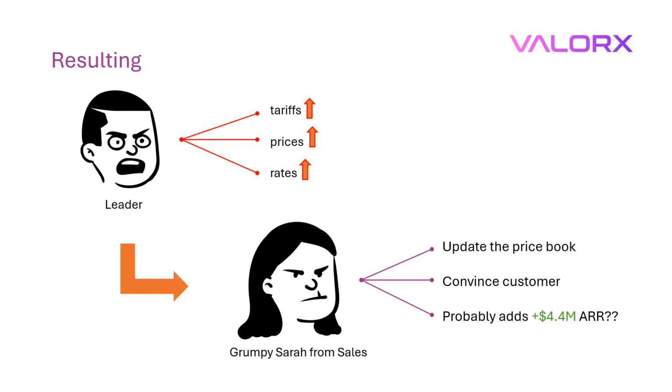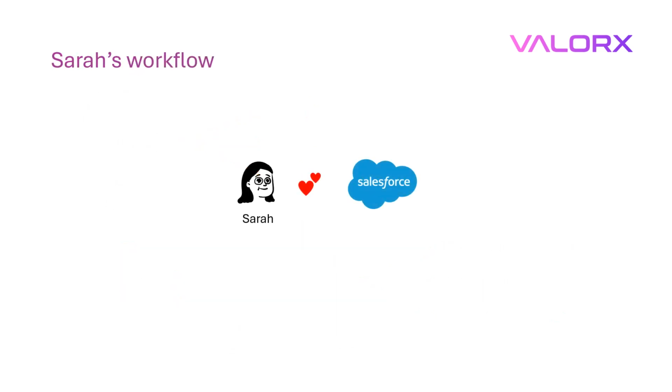all her current pricing sheets. She needs to update them all based on the tariffs, prices, and rates which have been finalized by the authority. And obviously, she needs to get approval from the customer. She needs to convince them. And now she's a bit confused about whether this will add revenue. She is a bit clueless, right?